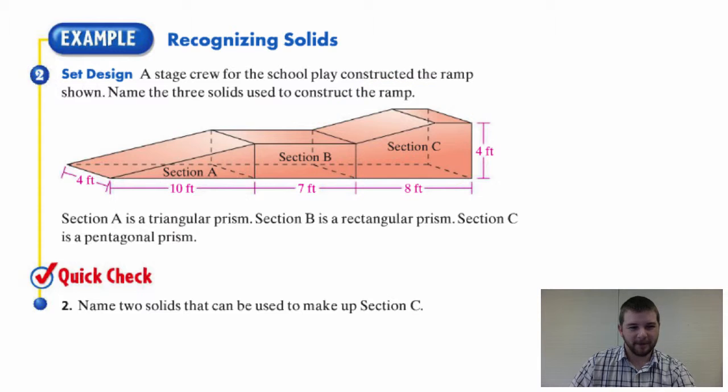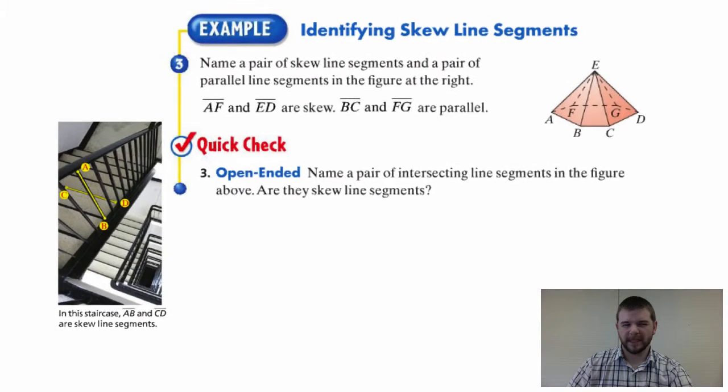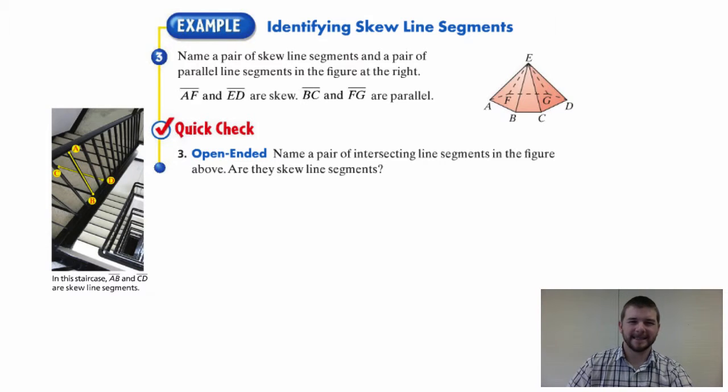And a quick check problem. Name 2 solids that can be used to make up section C. So imagine section C being cut into 2 pieces, creating 2 different solids. Name them. Example problem 3 involves identifying skew line segments.